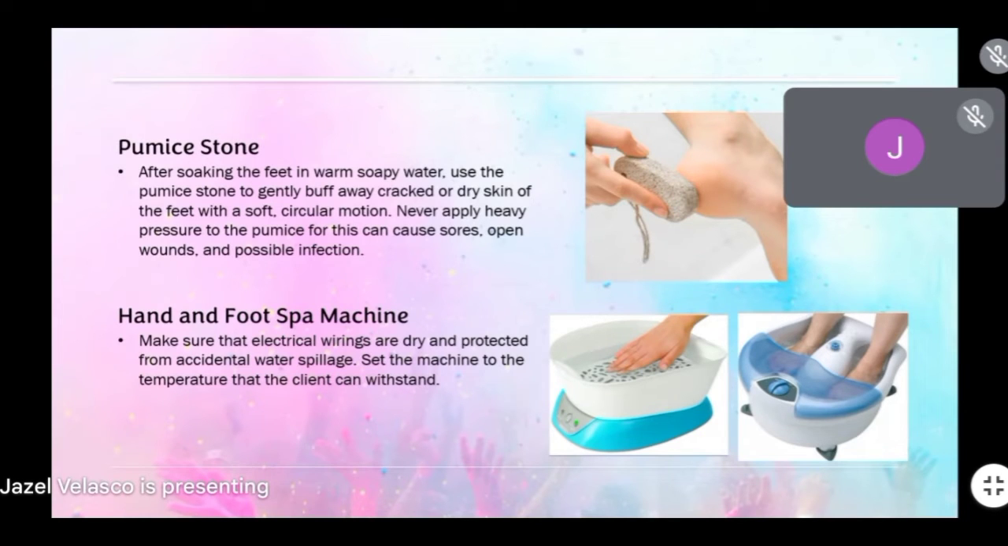Make sure that electrical wirings are dry and protected from accidental water spillage. Set the machine to the temperature that the client can withstand.